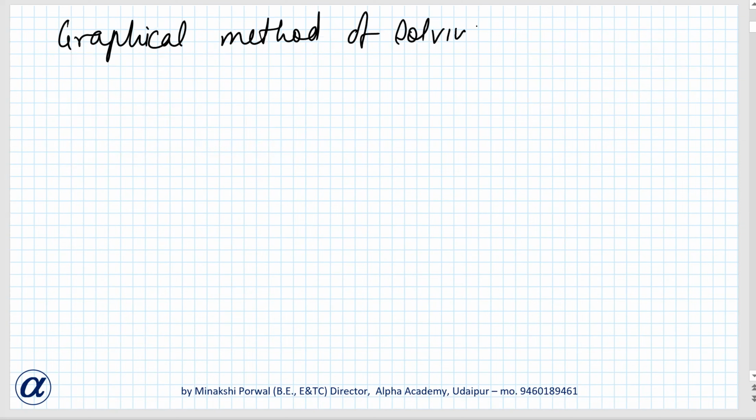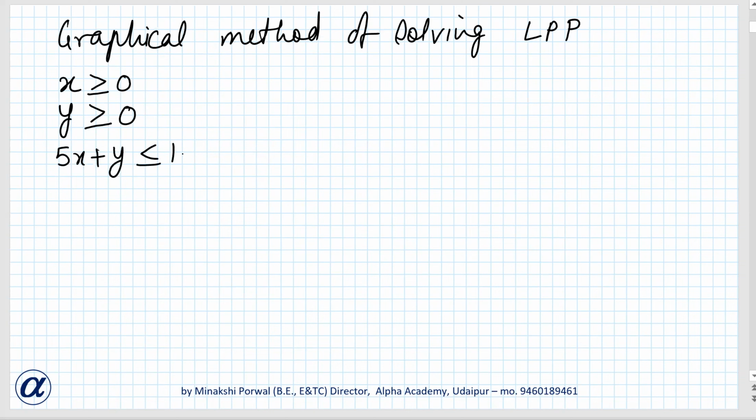Now, graphical method of solving linear programming problems, LPP. Okay. So x is greater than or equal to 0. First inequality: x, y greater than or equal to 0. And next was 5x plus y should be less than or equal to 100, and x plus y less than or equal to 60. These were the 4 inequalities we have.